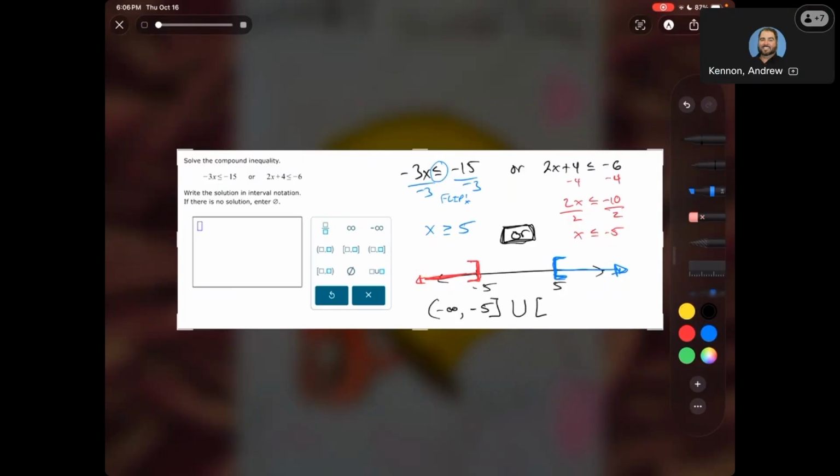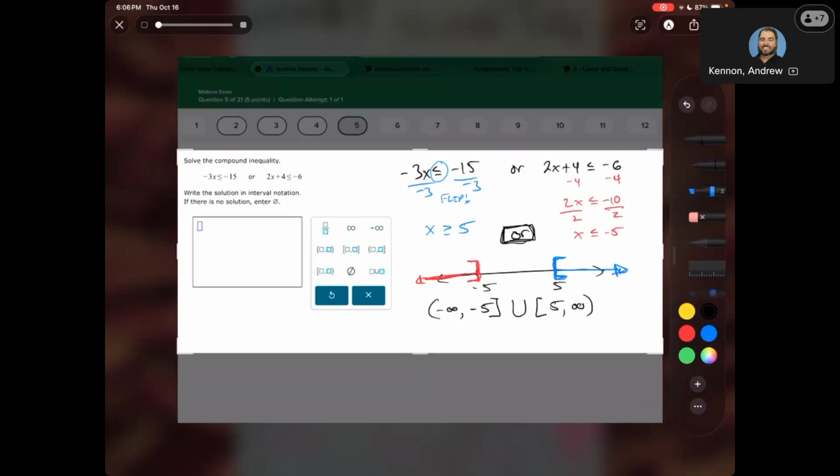Or any answers on my blue line, which is 5 to infinity. And that would be my answer.